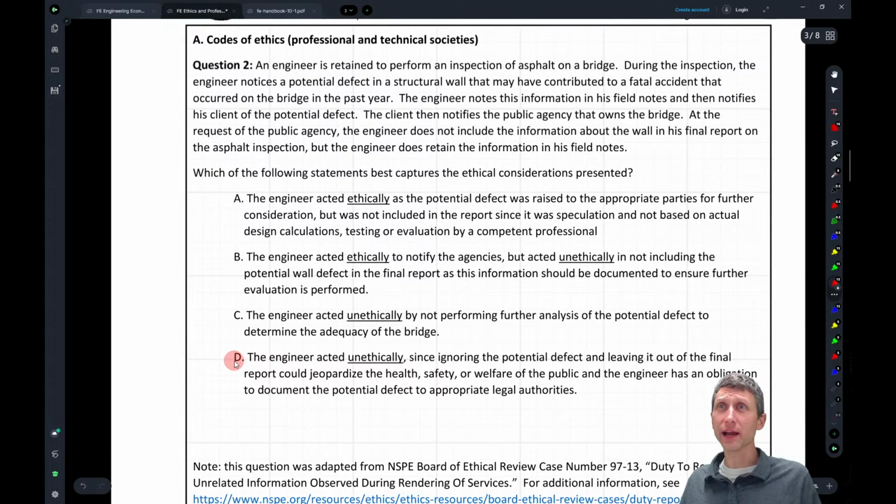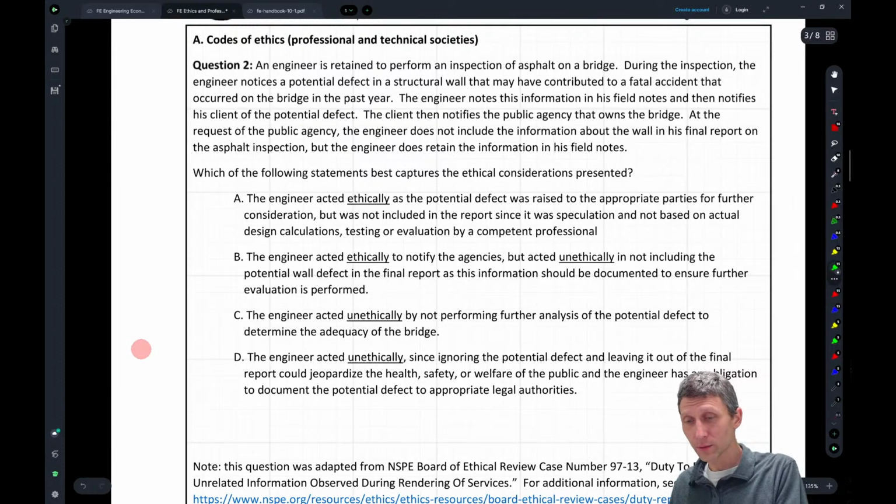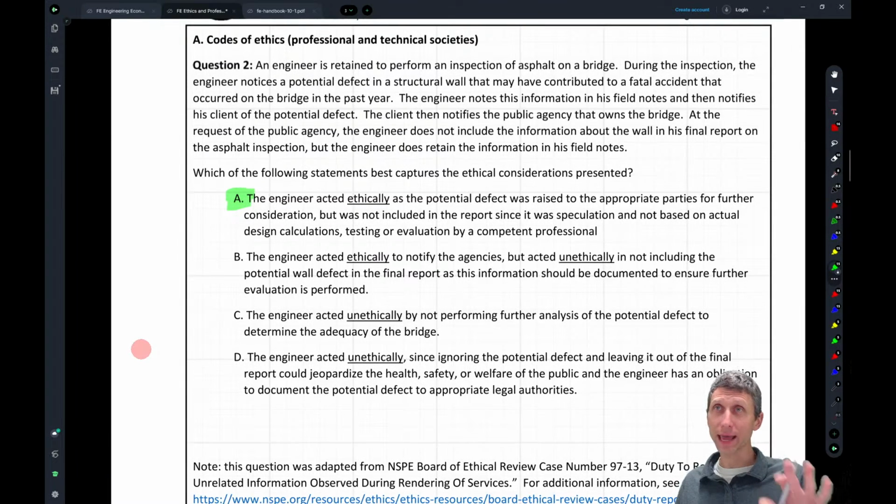And then the last one here, the engineer acted unethically since ignoring the potential defect and leaving it out of the final report could jeopardize the health, safety, and welfare of the public. The engineer has an obligation to document the potential defects, right? And again, this is where you have to be really careful. You have to only practice in your area of expertise. So if your expertise is transportation engineering as an asphalt inspector, maybe you're not qualified to do a wall, and you shouldn't really be messing with walls because you don't have that expertise. And this is where it gets subtle too. But I'm going to go here with response A. I'm going to say it's ethical because the engineer raised the problem, right?